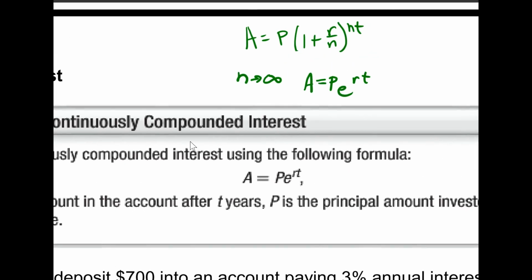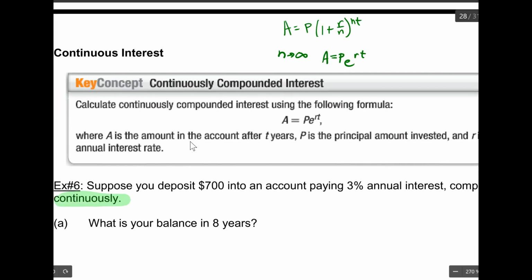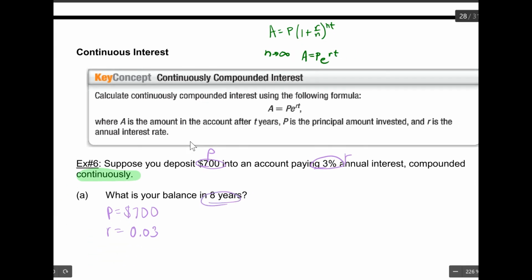All right, so if I do example 6, suppose you deposit $700 into an account paying 3% annual interest, compounded continuously. So the key here is continuous. If it's continuously compounding, that's when we're going to use PERT. So if we deposit $700 into the bank account, then this is my principal. And I'm paying 3% interest, so that's my rate, but I'm not going to put in 3. How do I convert 3% to a rate? 0.03, because it's hundredths. Compounded continuously. Balance after 8 years, that's my time. And I'm wanting to know the balance. A equals P times e to the rt. So A is equal to the principal, 700, times e to the 0.03 times 8.